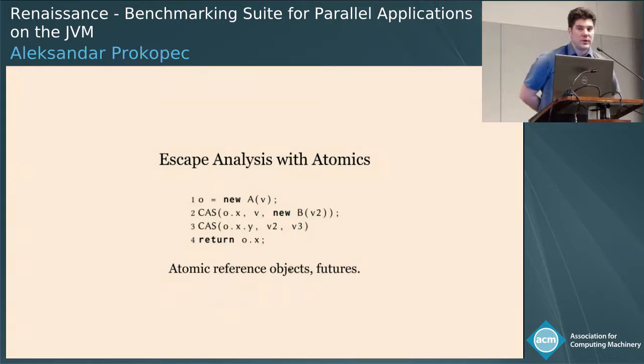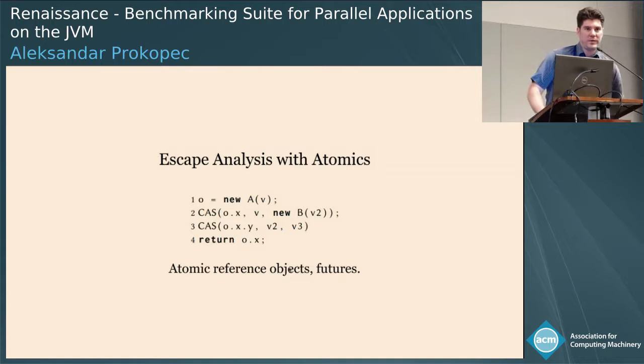We noticed patterns in programs where essentially people either allocate a future object and then write something into the future object before publishing it, and then publish it later. And when you write to a future object, usually you use these atomic instructions. Similarly, there are these atomic reference objects in the JDK, which also sometimes get updated even though they're not shared. And if you can detect this statically, then you can optimize this.